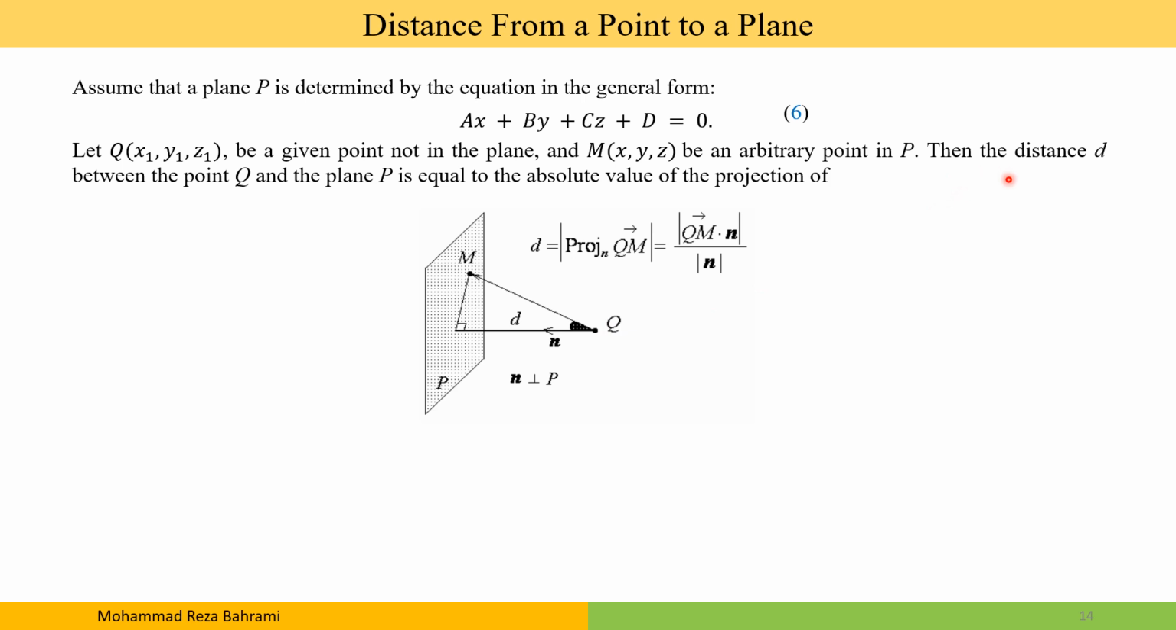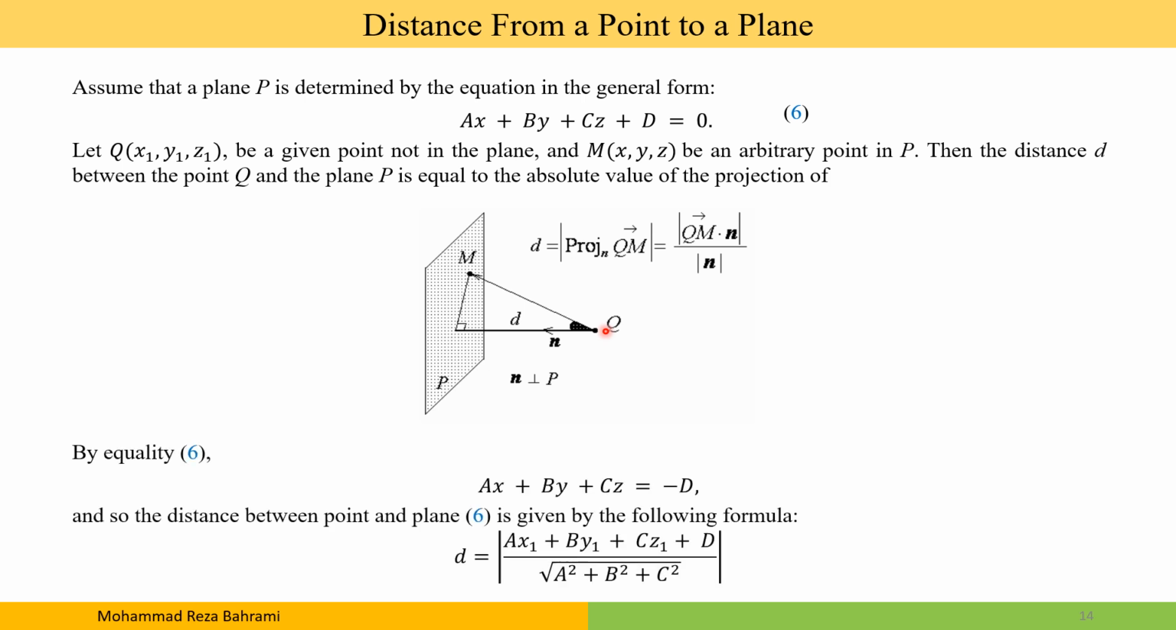The distance D between the point Q and P is equal to the absolute value of the projection of OM on the normal vector N. For details of this, we did it for the line in the previous tutorial. So here we have it for the distance from a point to a plane.